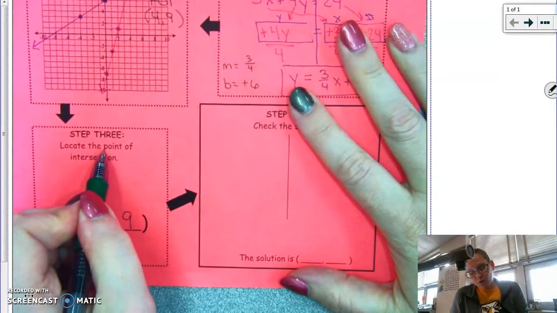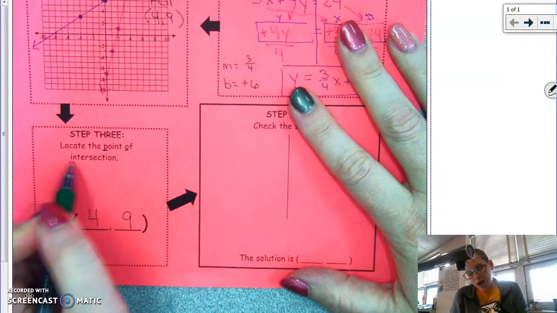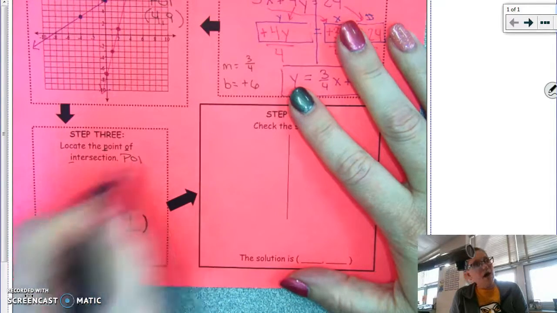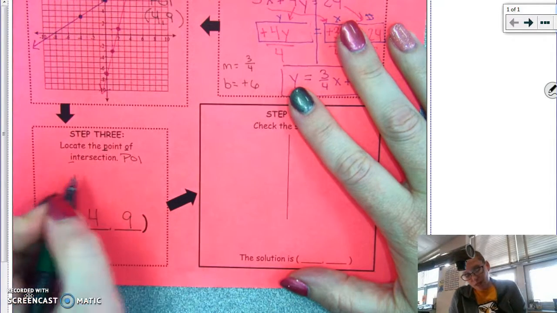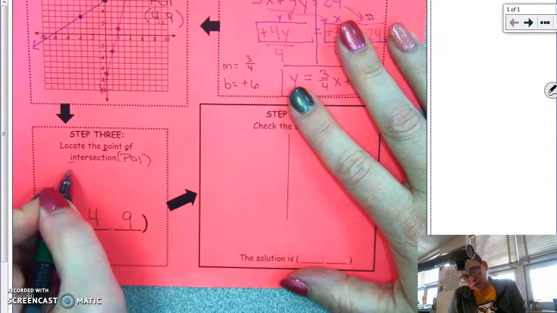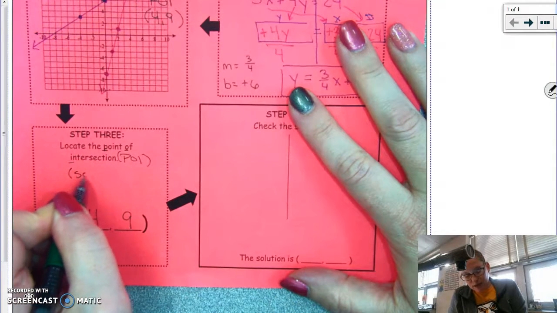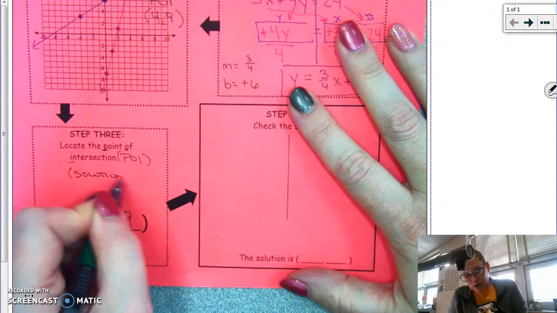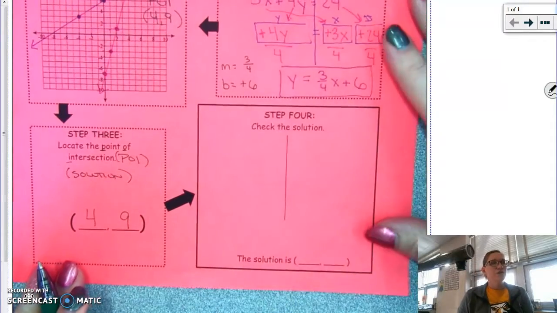So here it is, that vocabulary I just used, POI, P-O-I, point of intersection. And just what does that mean? It means that that point is a solution to both of those equations.